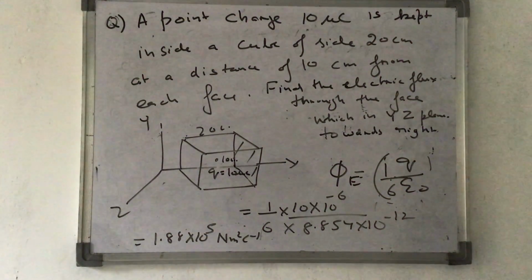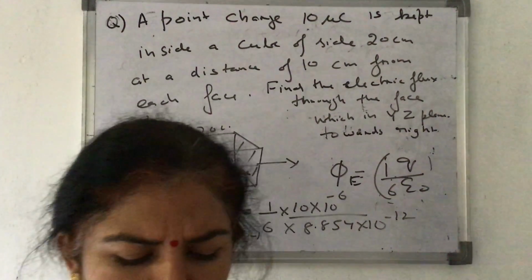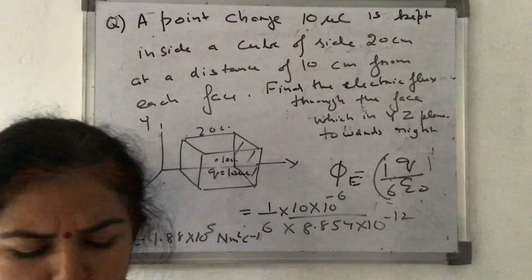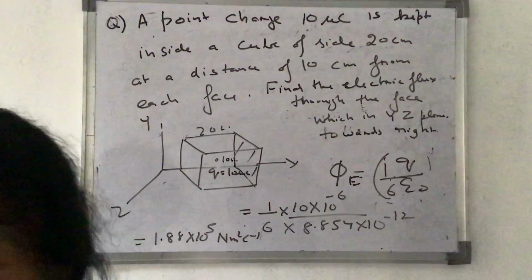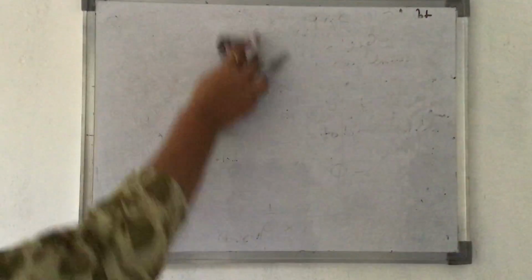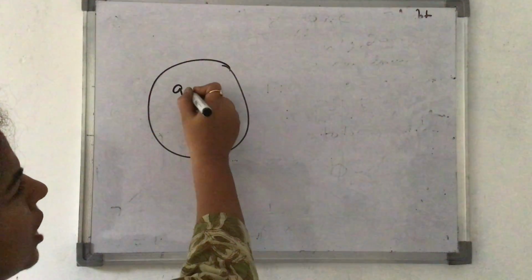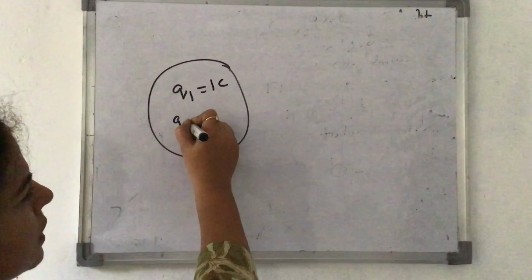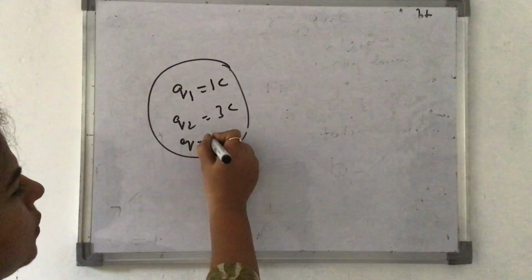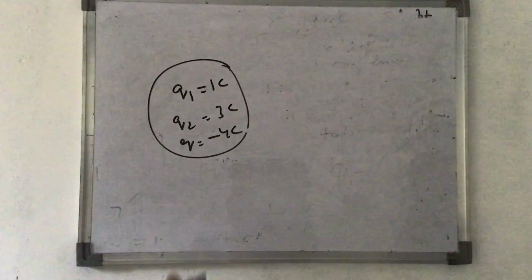Okay, we come to the next question now. In the next one, we come to: what is the total electric flux coming out of the given sphere? I'll just make a sphere. Question is, if I have a sphere like this, and there's a charge Q1 equal to 1 coulomb, Q2 is equal to 3 coulomb, and Q4 is equal to minus 4 coulomb. Question is, find the electric flux coming out of this sphere.